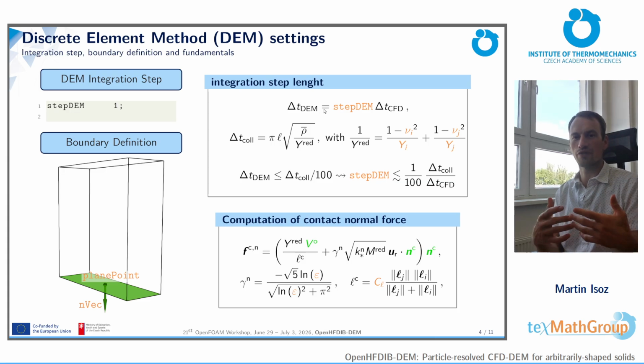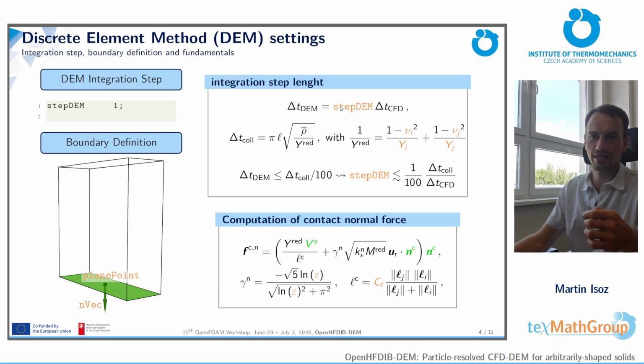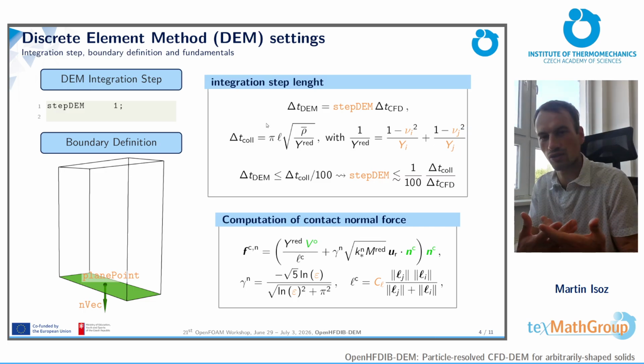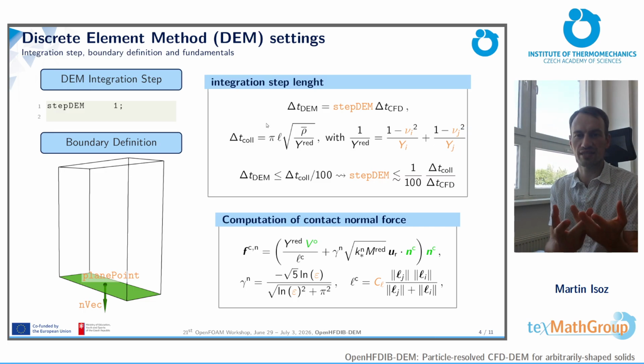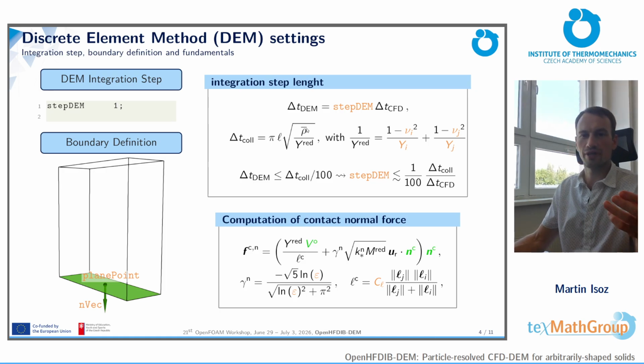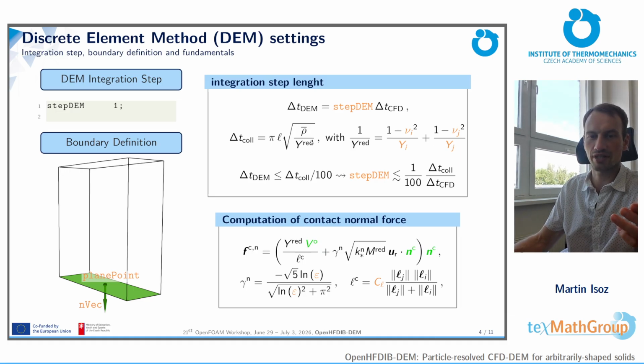To give you a way to set up this step-DEM, let us take a look at an estimate for the overall collision time of two elastic spheres. This is based on the Hertzian approximation, where we have material properties such as the reduced or effective Young modulus of the two particles. So we have the Young modulus and Poisson ratio of one particle, and the same for the other particle, the density of the particle, and the characteristic length of these particles.